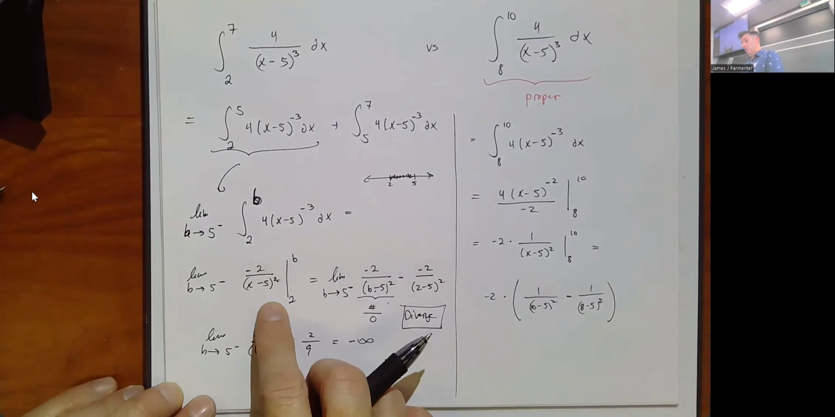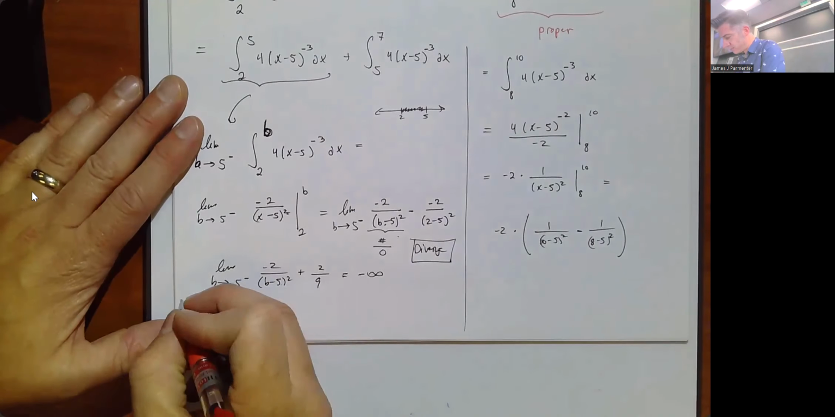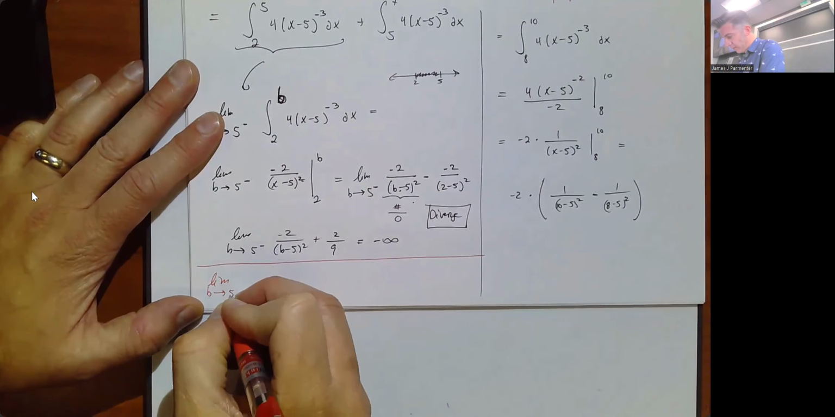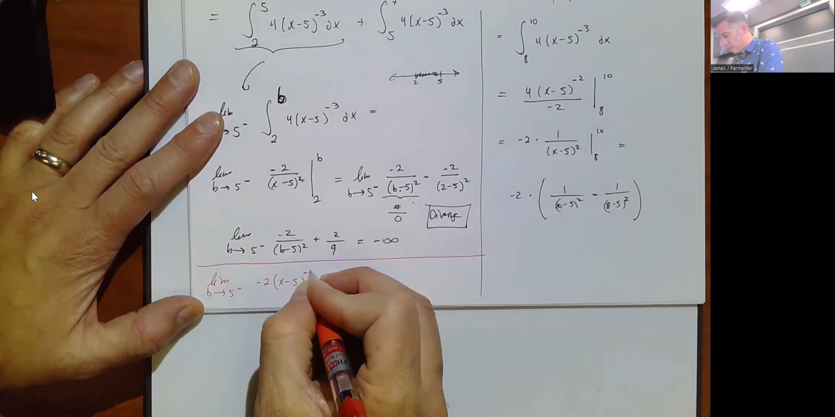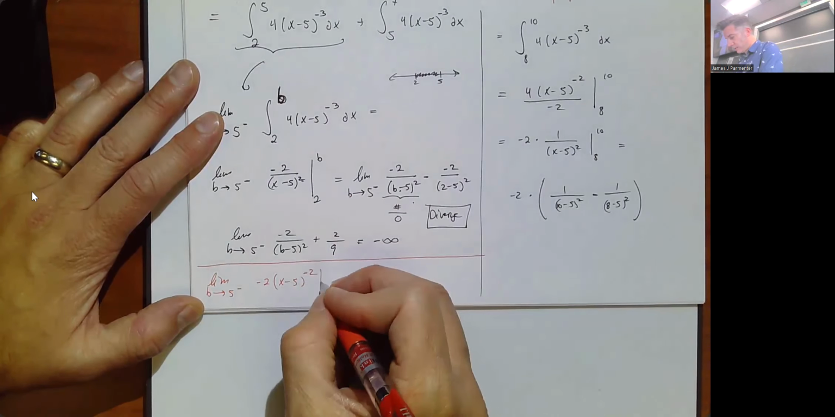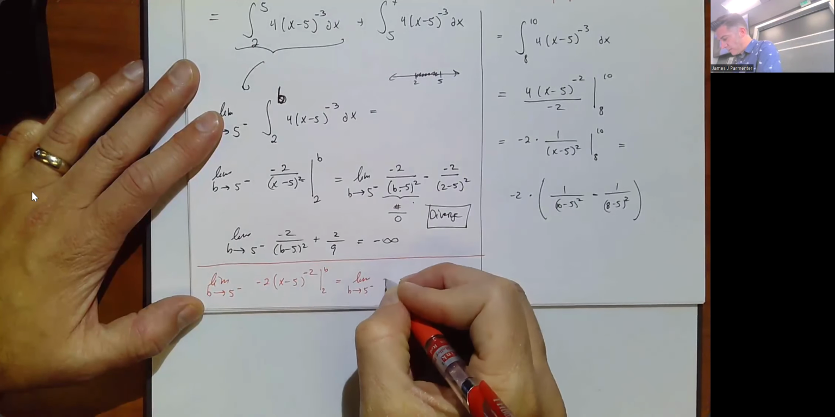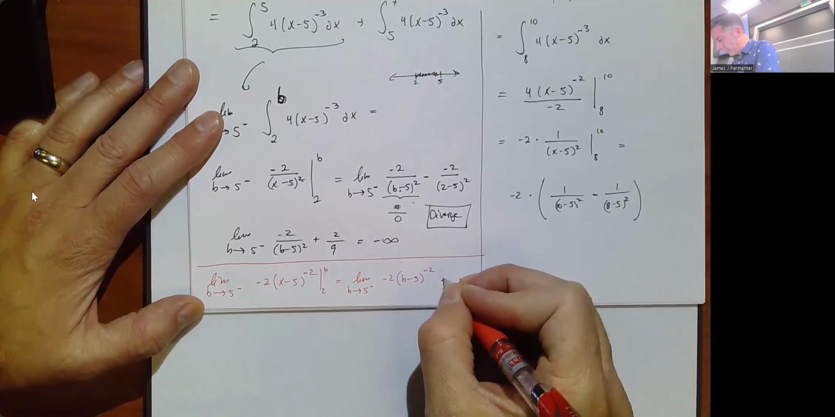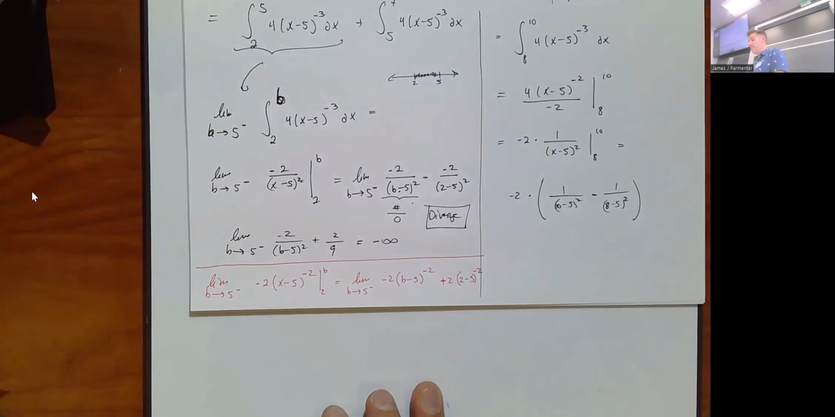The reason I'm saying you should write it like this is because if I wrote it as the limit as b approaches 5 from the left of -2 times (x minus 5) to the negative second, and then actually plugged in b and 2 and got the limit as b approaches 5 from the left of -2 times (b minus 5) to the negative second minus -2 times (2 minus 5) to the negative second. It can be really easy to convince yourself that this is 0.